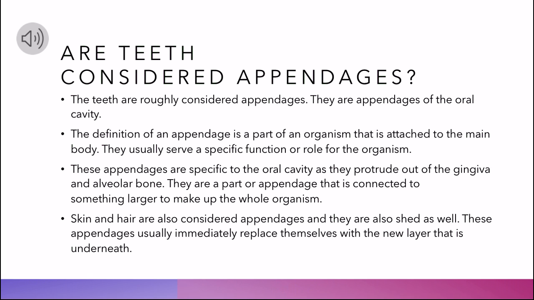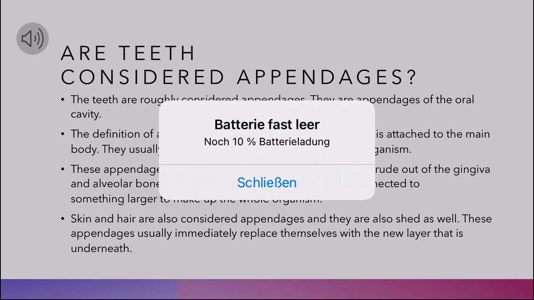Skin and hair are also considered appendages. They're also shed as well. These appendages usually immediately replace themselves with a new layer that is underneath. Teeth, however, cannot, unless it's a primary dentition to permanent dentition, then teeth just have only one replacement.